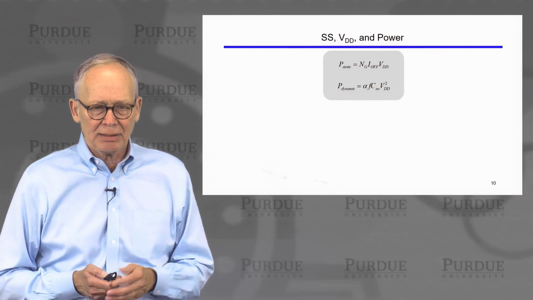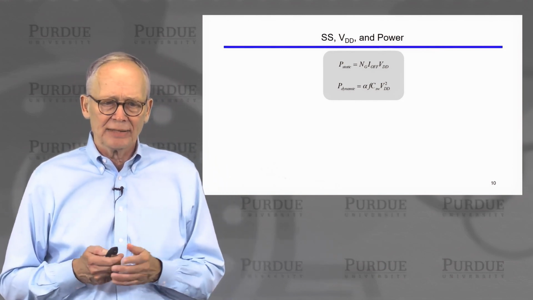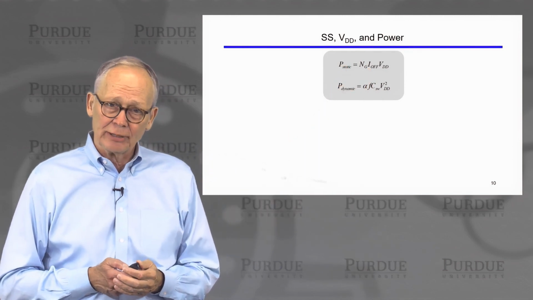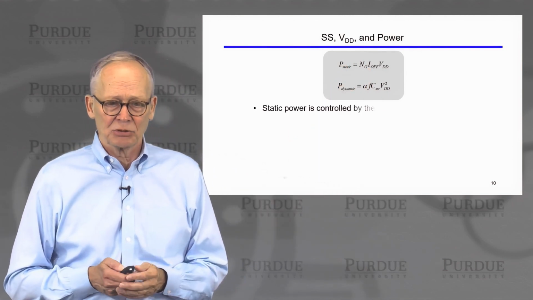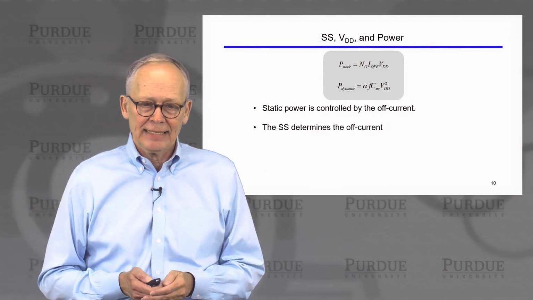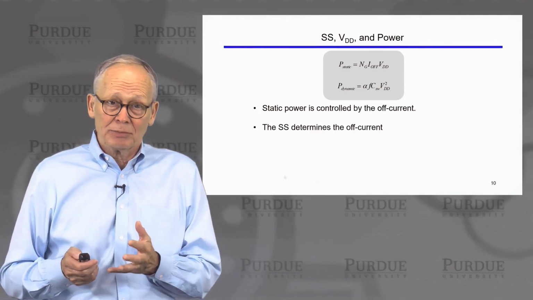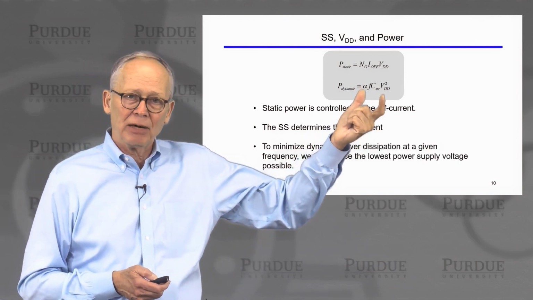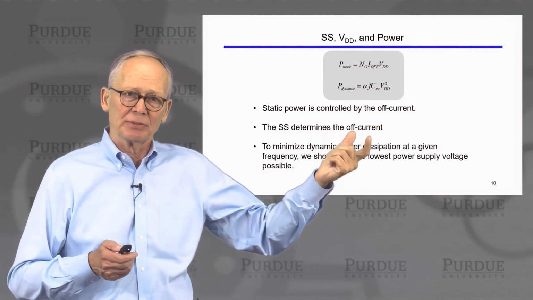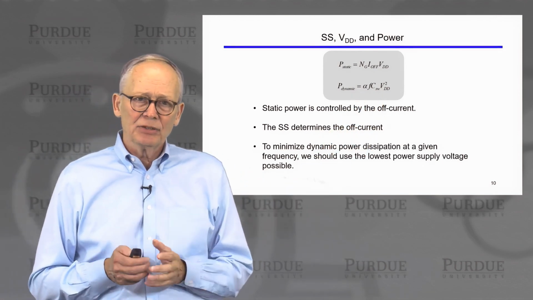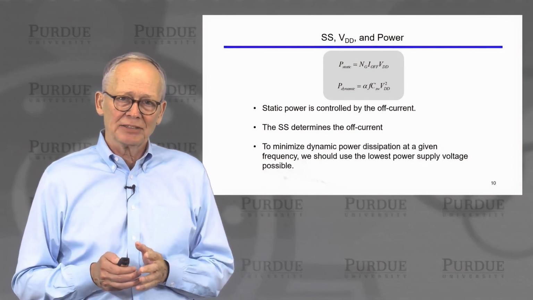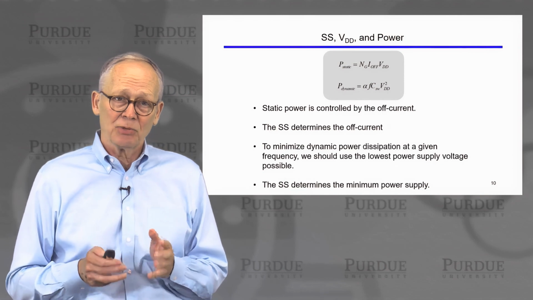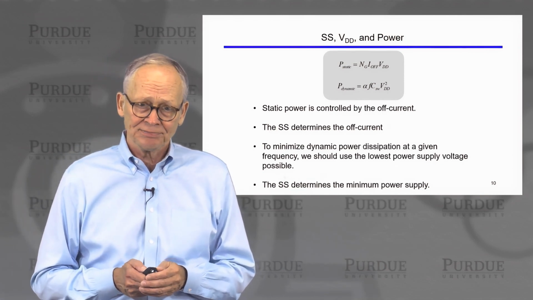Subthreshold swing and power supply voltage all play into power. The static power dissipation depends on the off current, so it's important to have a small subthreshold swing for that. The subthreshold swing determines the off current. Now the dynamic power depends strongly on the power supply voltage squared and on the frequency. So we would like to use as small a power supply voltage as possible, and the subthreshold swing is a major factor in determining how small we can make the power supply voltage.